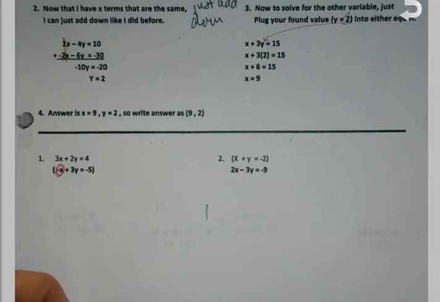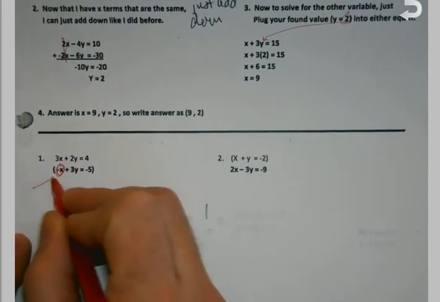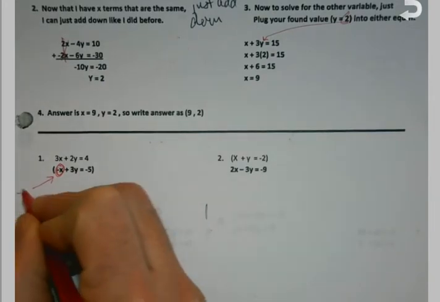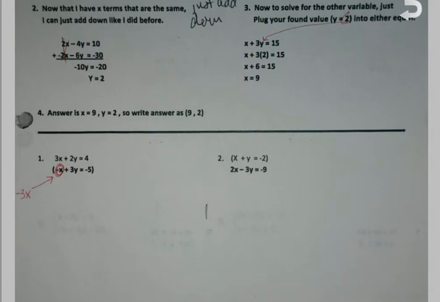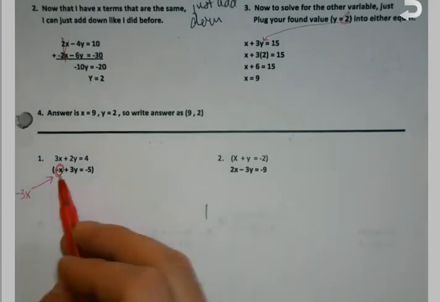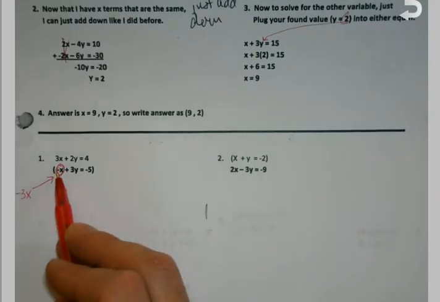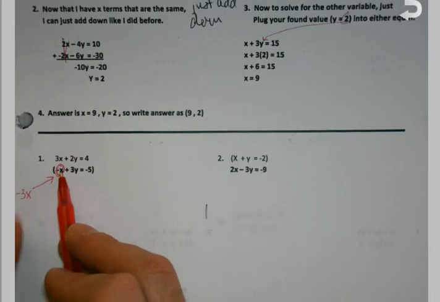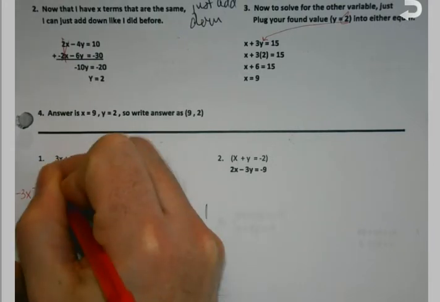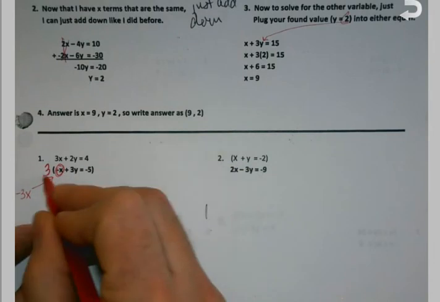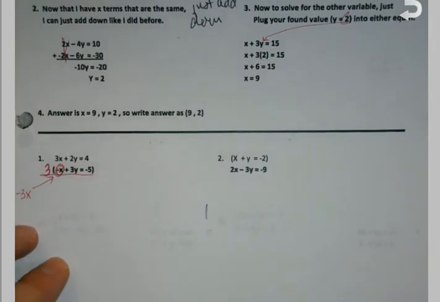But here's even the kicker on this first one. This is kind of scary. Okay, so I want this to be negative 3x. That's my goal. Well, it's already negative x. So what number do I have to multiply this by to turn it into negative 3? 3. So I'm going to multiply through this bottom equation by 3.